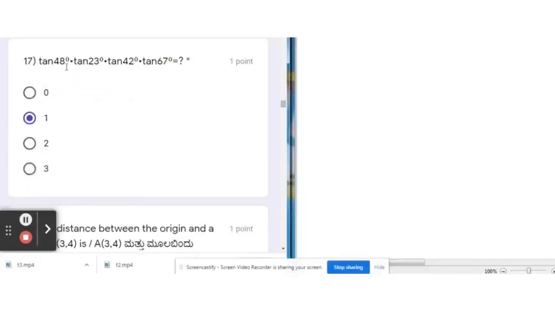17th question. Tan 48 into tan 23 into tan 42 into tan 67 values. So these are clearly the concepts of complementary angles. The reason is the angles are not standard angles. Standard angles are 0, 30, 45, 60, 90. Apart from the standard angles, any angle belongs to the complementary angle concept. I am going to write the question as it is: tan 48 into tan 23 into tan 42 into tan 67.